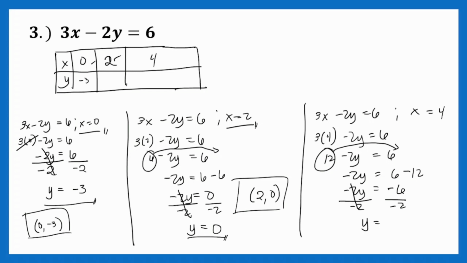Tapos, negative 6 divided by negative 2. Since same sign yan, it will become positive. Okay? 6 divided by 2 ay positive 3. Ayan. So, integer ang naging sagot or result ng y. Ito ang ating ordered pair ngayon. Una ay x, followed by y. That's 4, 3.